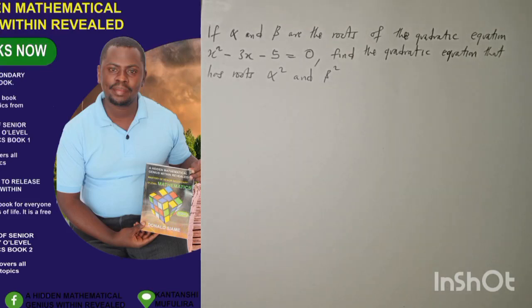If alpha and beta are the roots of the quadratic equation x squared minus 3x minus 5 is equal to 0, find the quadratic equation that has roots alpha squared and beta squared.